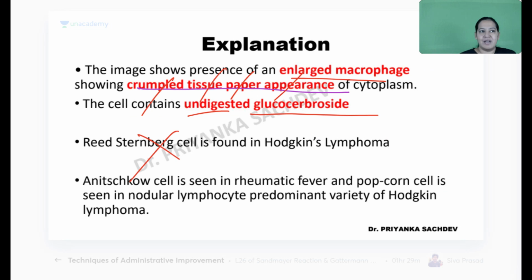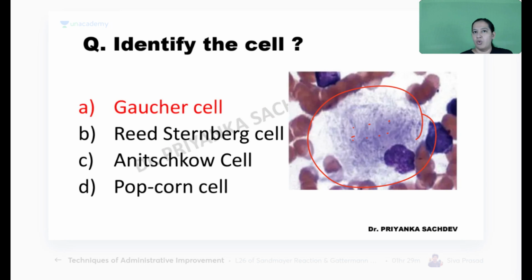Done. RS cell, it is not there. It is seen in Hodgkin's lymphoma. Anti-Aschkow cell is not there. It is seen in rheumatic fever. Popcorn cell is not there. Again, it is seen in nodular variant type of Hodgkin's lymphoma. So the rest of the options are ruled out.